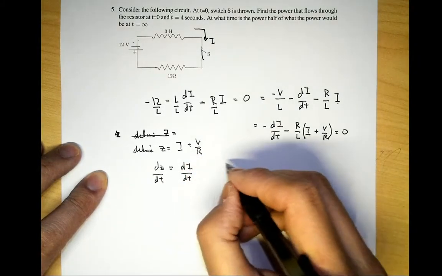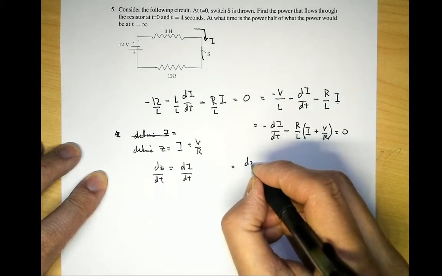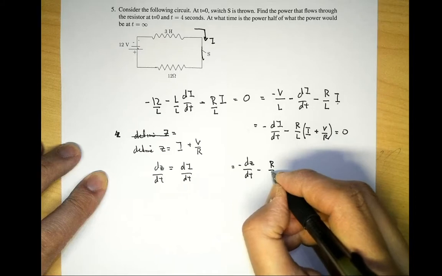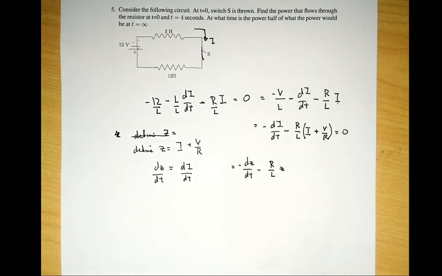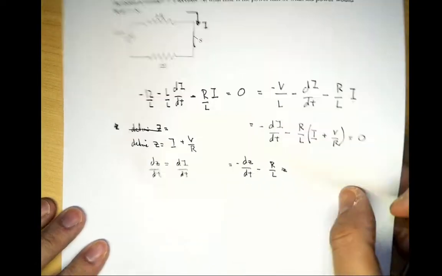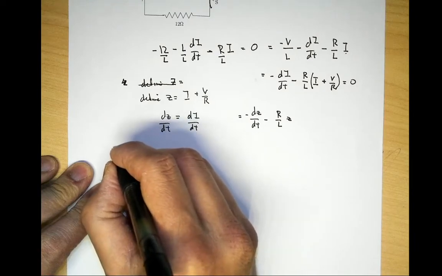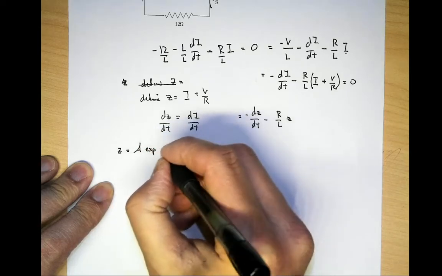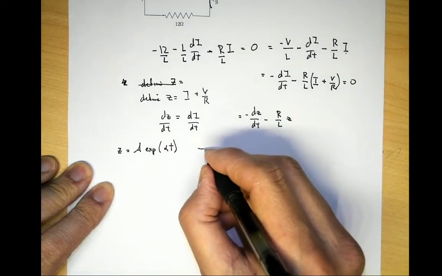Let's go ahead and do this. What I have is going to be equal to dZ/dt minus R over L times Z. So I can basically do a guess and check on this one. There's only one guess you ever need to know in elementary physics, and it's this: Z is equal to some amplitude A times exponent alpha t. Let's just plug that in. That's my guess.